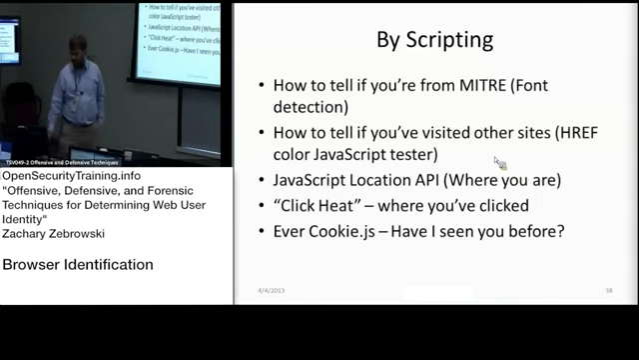Okay, so now we'll be talking about scripting. This is the fun part. We can see how we can know if we're coming from MITRE or not. We'll be talking about, have you ever visited any of these other sites before? JavaScript, which technically speaking is a little bit of hacking, which web browsers have disabled. But there's other ways of doing it as well, so we'll be talking about that in a little bit. There's a JavaScript location API, which is to say where we are, which goes to your cell phone question earlier.